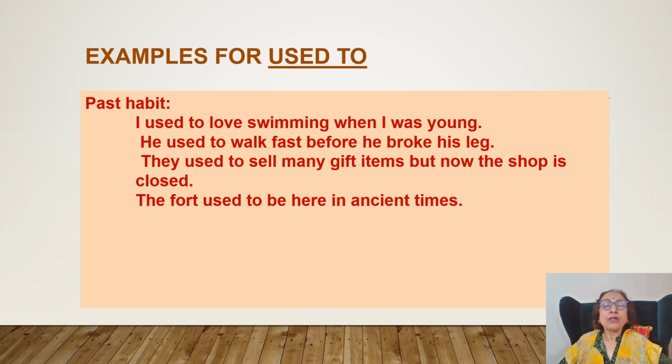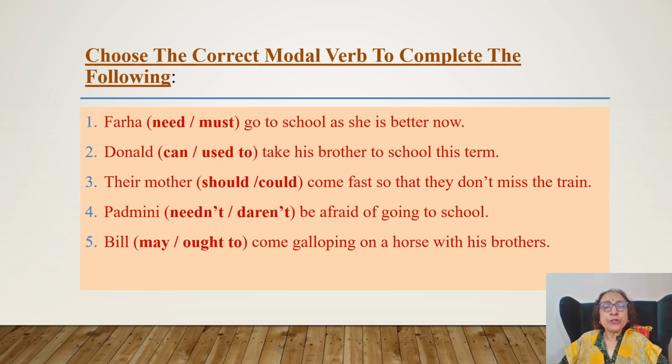So this is how all the modal auxiliaries are used. I have shown you examples for each of them one by one. Now let us see how much you've understood, whether you can do the exercises and get all the answers correct. Here you have 5 sentences where you are given 2 modal verbs in brackets. You have to choose the correct one and complete the sentence.